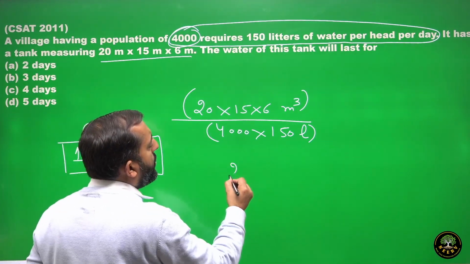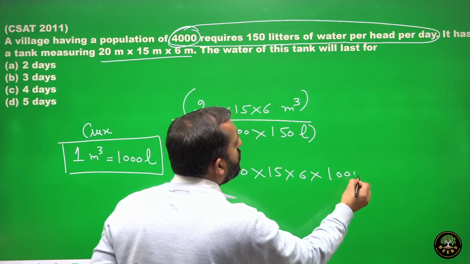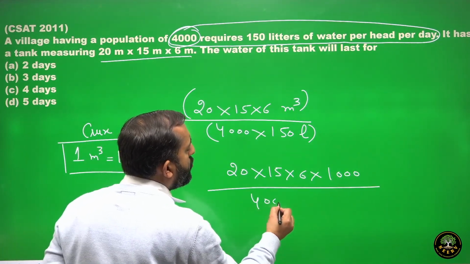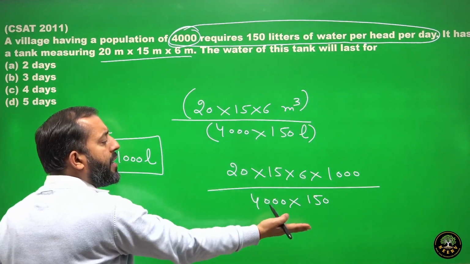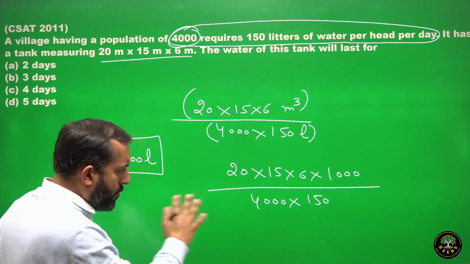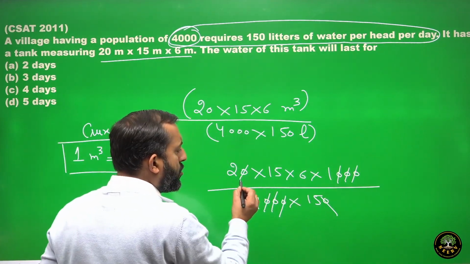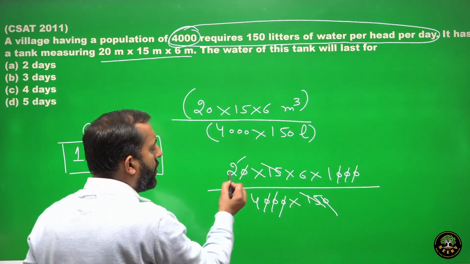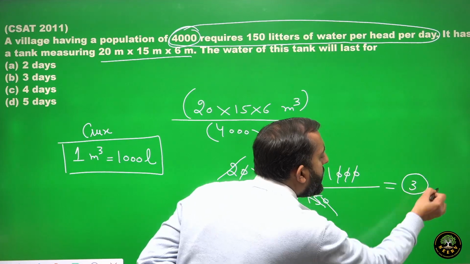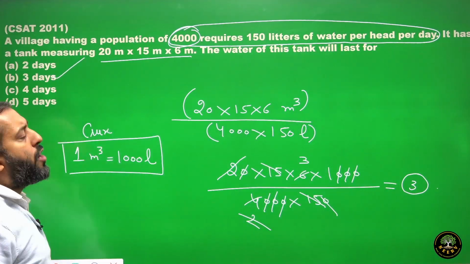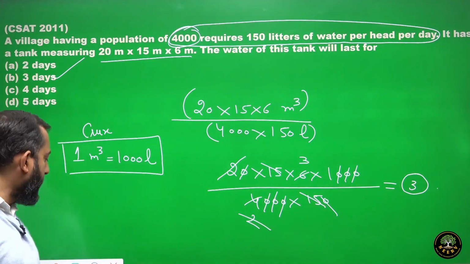So in the numerator, 20 into 15 into 6 into 1000 upon 4000 into 150. Now we are having liter in the numerator, liter in the denominator, so liter will get cancelled out. Now let's solve this further. The zeros cancel, 15 and 15 cancel, 2 and 2 2s are 4, 2 3s are 6, answer is 3. Hence the water will last for 3 days. Simple. Let's move on to the next question.